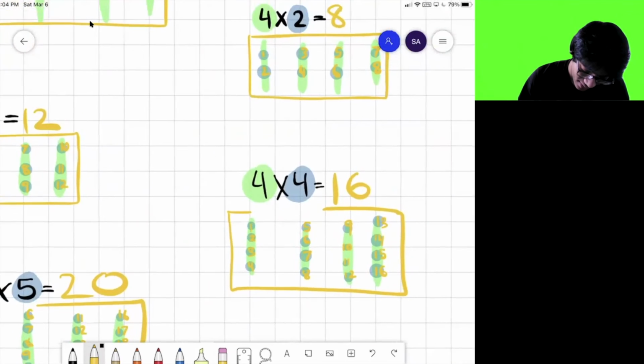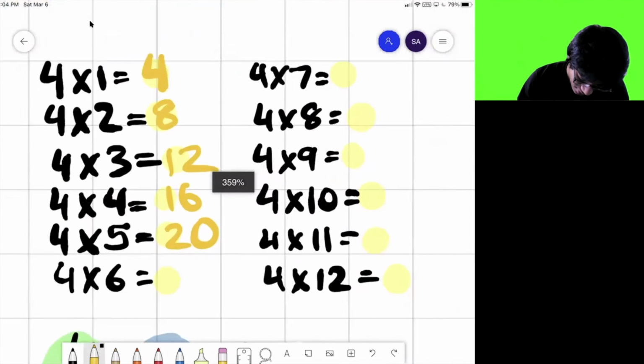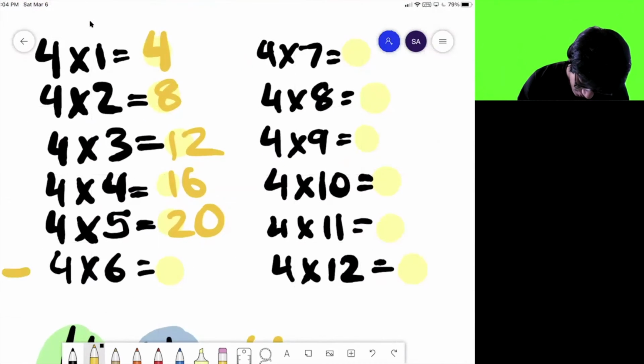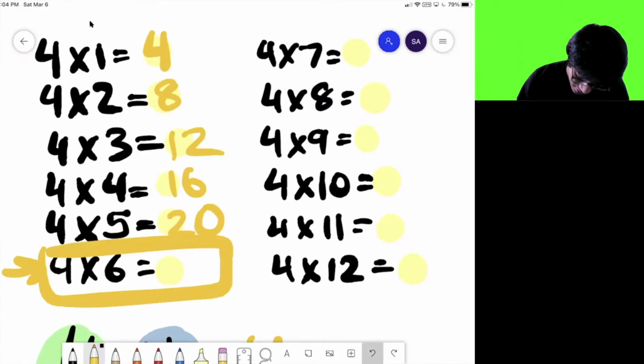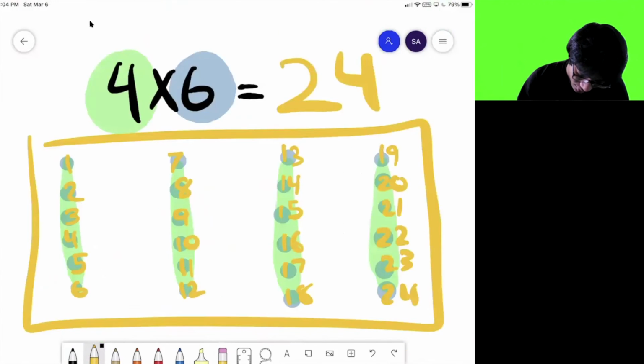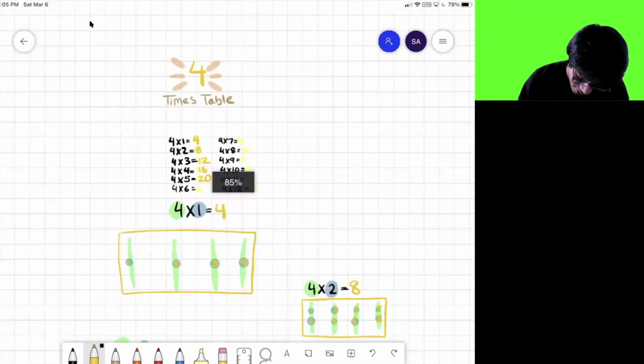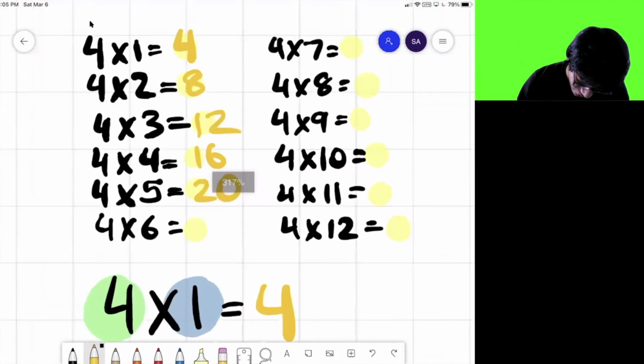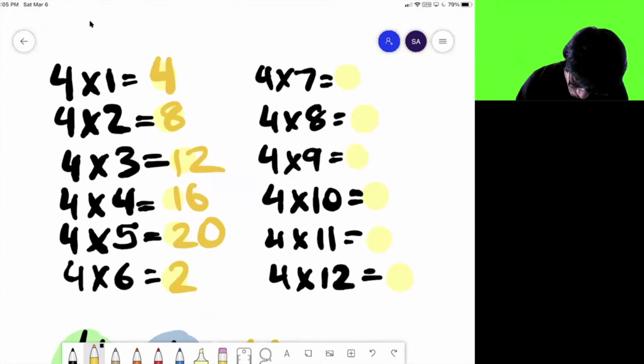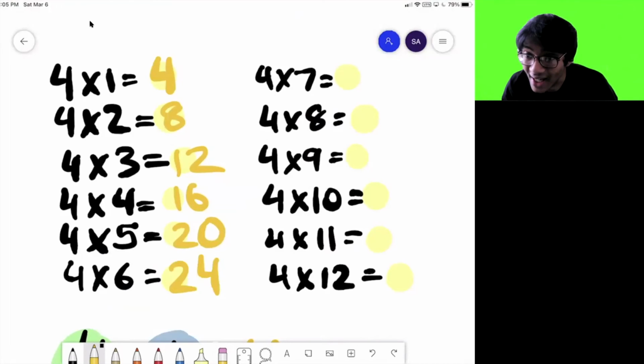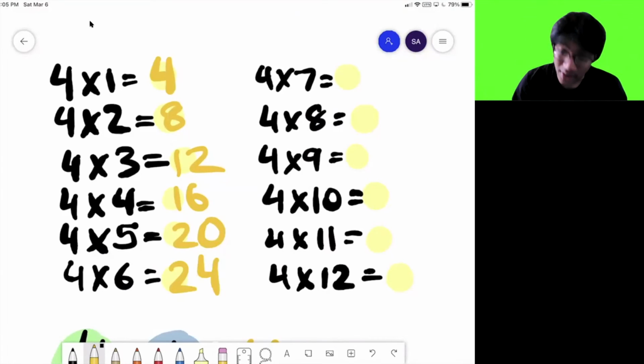So 4 times 6, let me write it down right here. What is 4 times 6 going to be? It's going to be 20. Whoa, it went right back to where I started. It's going to be 4 times 6 is 24. Now, I'm going to tell you how to fill in the rest of the table. 4 times 7, well, check it out.